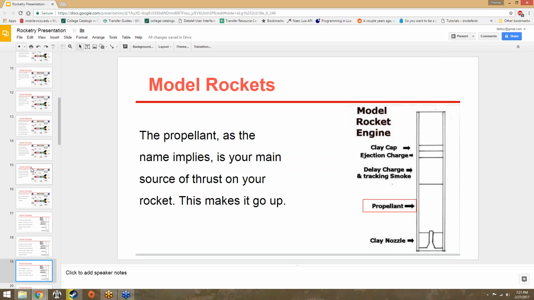So the propellant, as the name implies, is your main source of thrust on the rocket. It burns and makes a whole bunch of hot gases. It forces those hot gases out through the clay nozzle, and then the hot gases going downwards makes the rocket go upwards, and science happens and the rocket goes flying.